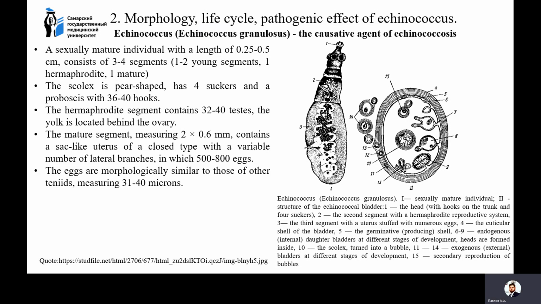The yolk gland is located behind the ovary. The mature segment, measuring 2 by 0.6 millimeter, contains a sac-like uterus of closed type with a variable number of lateral branches, in which 500 to 800 eggs are found. The eggs are morphologically similar to those of other taeniids, measuring 31 to 40 microns.